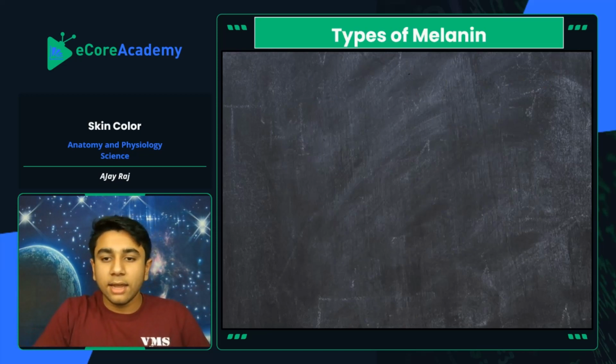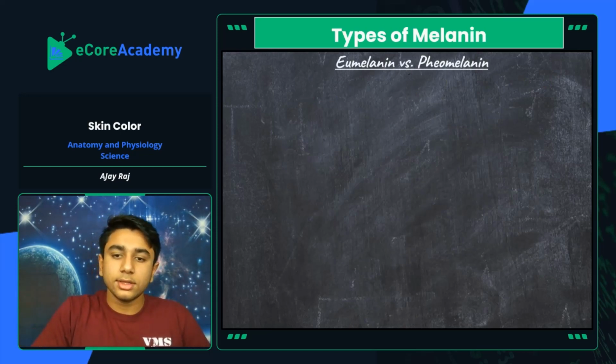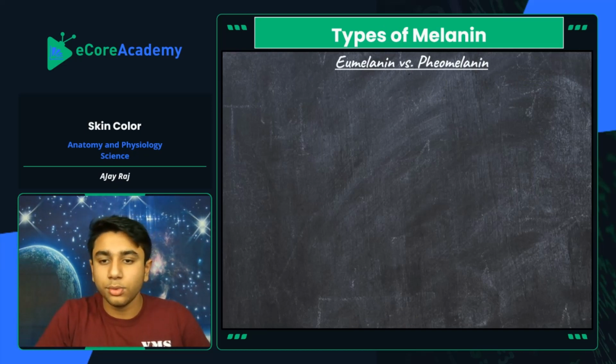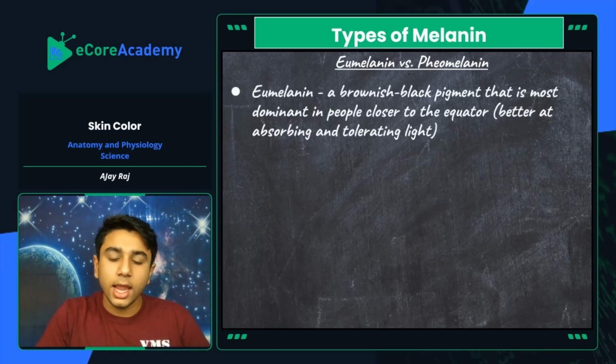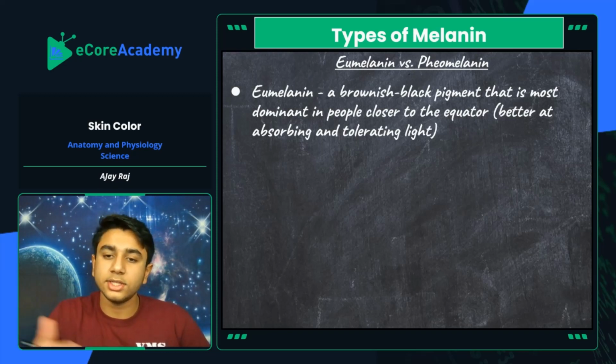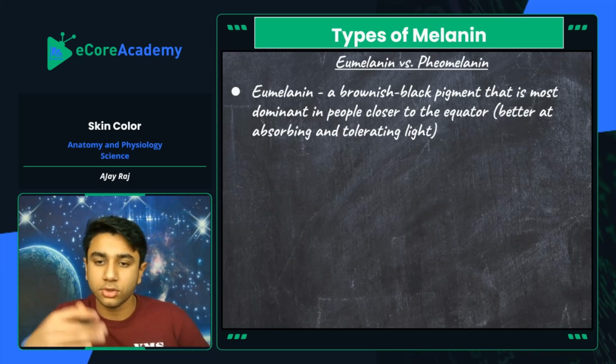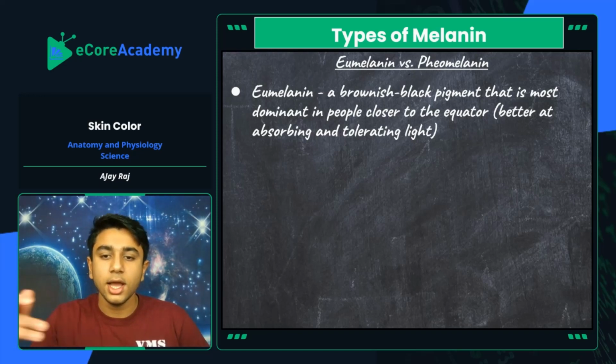Now let's take a look at the types of melanin. So the two types of melanin that I was referring to with Jennifer Hudson and of course Gwyneth from Iron Man is eumelanin and pheomelanin. So these are the two different types of melanin. And what is eumelanin? So eumelanin is a brownish black pigment. Of course, these are two types of pigmentation. That's what melanin is. And these are brownish black pigment, so obviously the darker pigment that is most dominant in people closer to the equator.